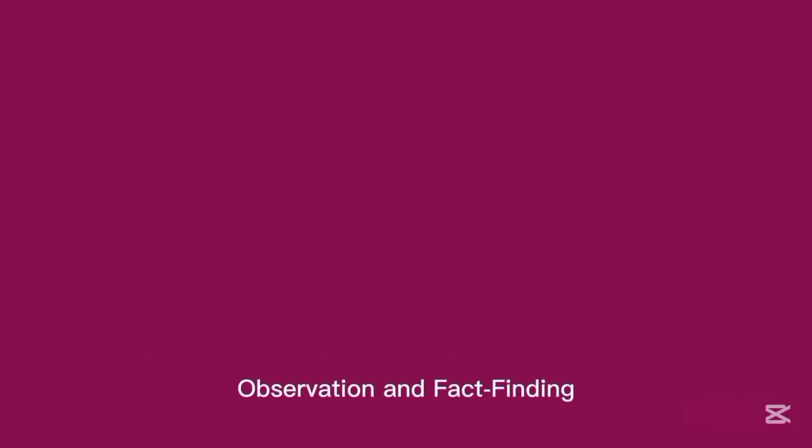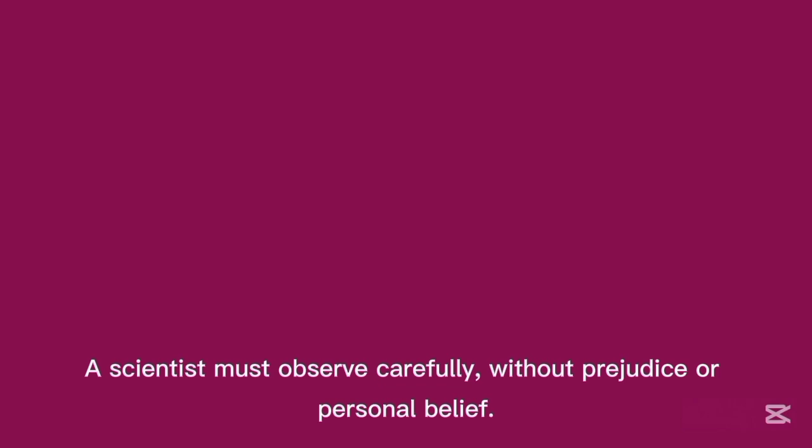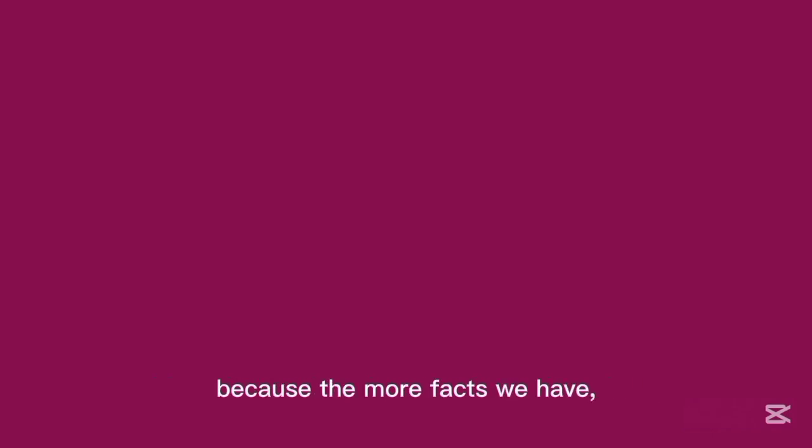This process helps avoid mistakes and leads to dependable knowledge. Observation and fact-finding. Holley explains that observation is the starting point of scientific investigation. A scientist must observe carefully, without prejudice or personal belief. After observation, the scientist gathers facts, because the more facts we have, the more accurate our conclusions will be.